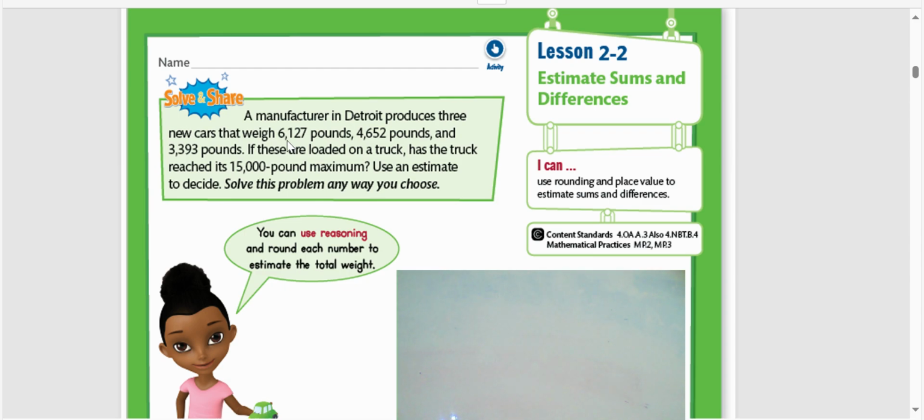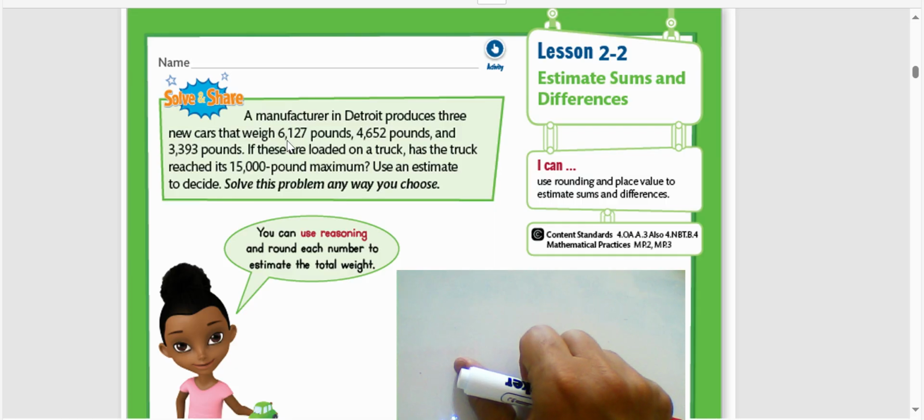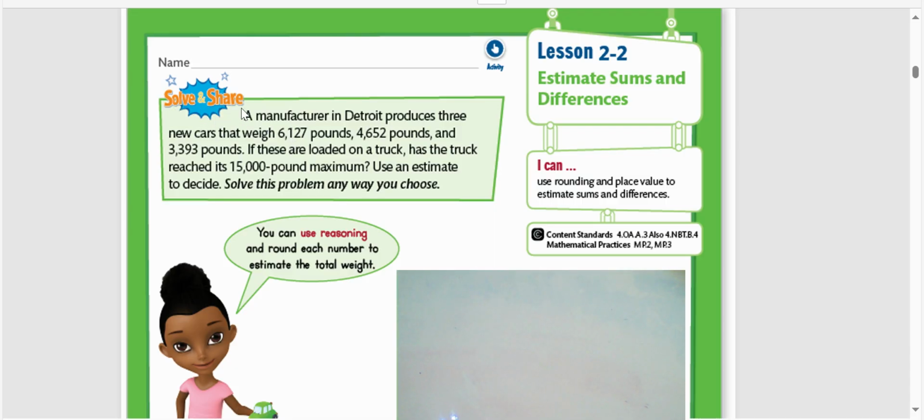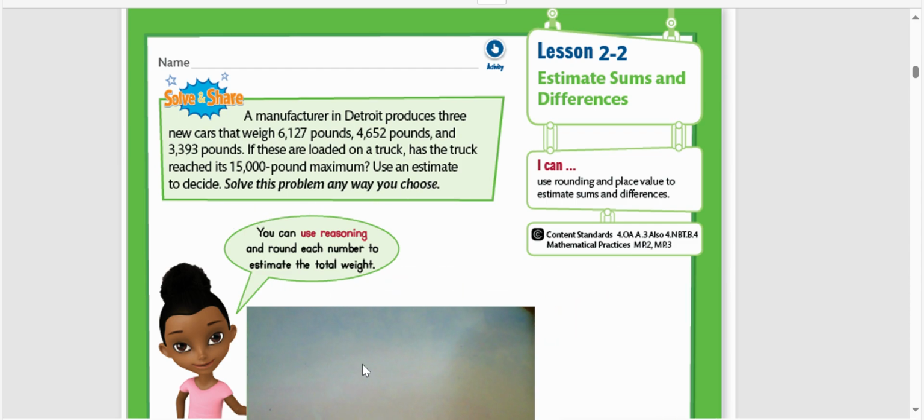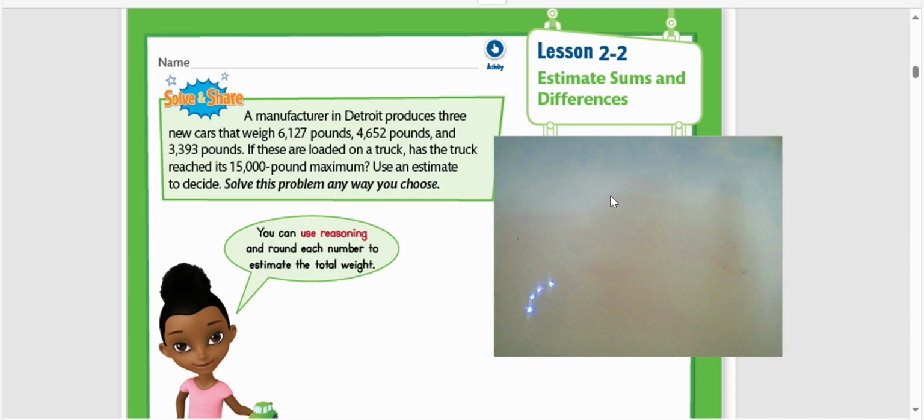In this lesson we will study approximating to add and subtract 2 numbers. Solve and share. A factory produces 3 cars that weigh 6127 pounds, 4650 pounds and 3393 pounds. These are loaded on a truck which has a 15,000 pound maximum. We estimate to decide and solve the problem. We can solve this example by approximating each number to the nearest thousand.